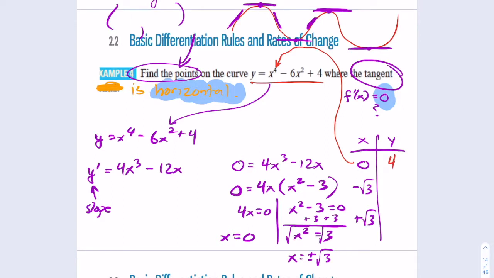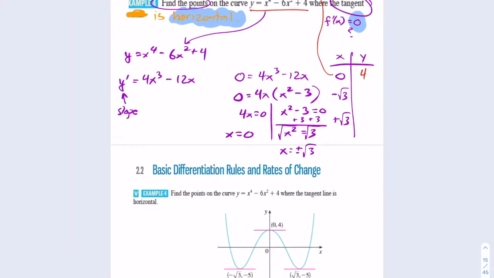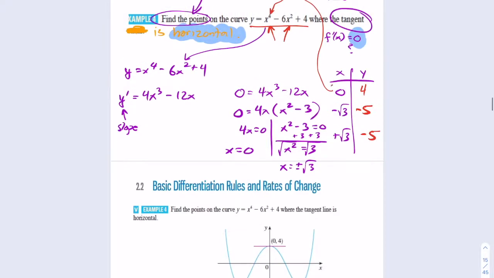I don't care about what happens with negative root 3 or positive root 3, but I'm just going to cheat here. If you plug in negative root 3, and I would encourage you to just use a calculator because this is just a small part of the problem, okay? You end up getting negative 5 and negative 5. Okay, so these are the 3 points where the tangent line is horizontal.